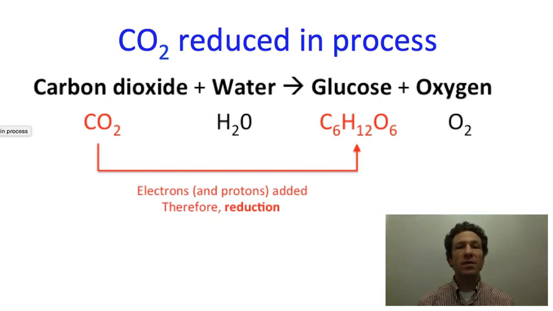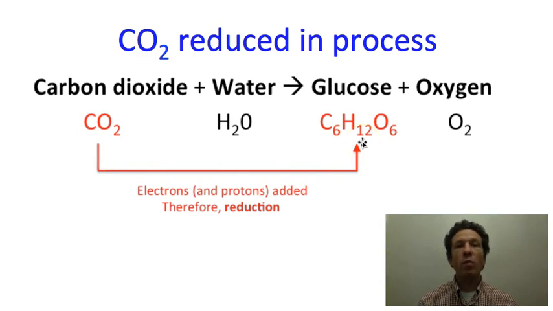In the process of photosynthesis, carbon dioxide is going to be reduced. Remember, in the context of chemistry, reduced means that the molecule is going to gain electrons and sometimes protons too. So if we look here, carbon dioxide has fewer electrons associated with it than glucose, because glucose has gained all of these hydrogens and each of these hydrogens contains an electron. So carbon dioxide is reduced in this process.